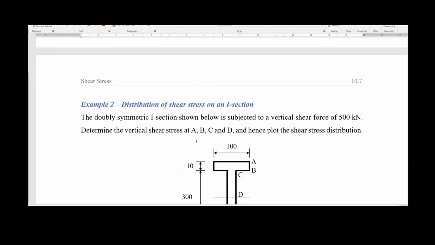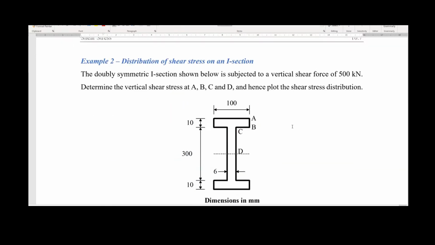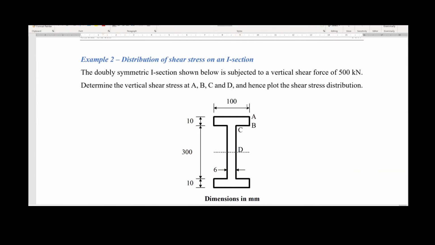We have 15 more minutes. We have time to cover the next exercise. And it's interesting because this cross section is different to the previous one. So in this case, the example is the distribution of shear stress in an I section. So we have an I section with the dimensions you can see on the screen. So it's double symmetric. So we expect to have a diagram which will be symmetric as well regarding the neutral axis because of the symmetry.